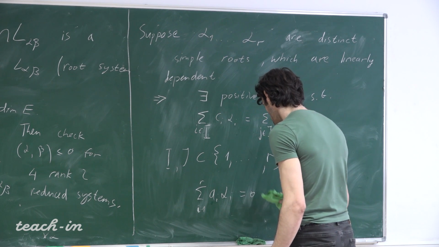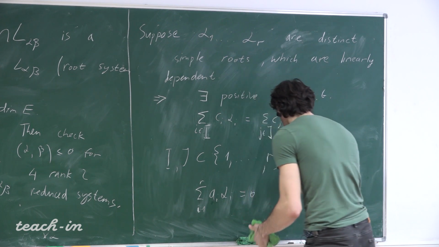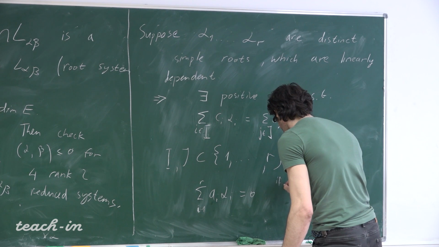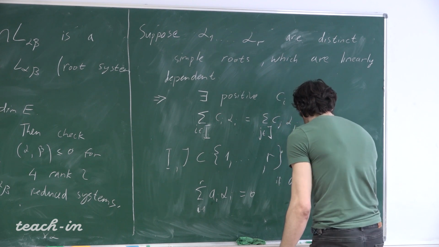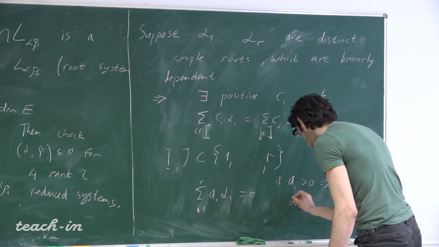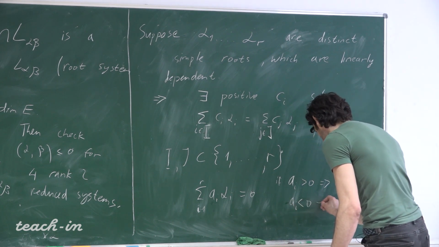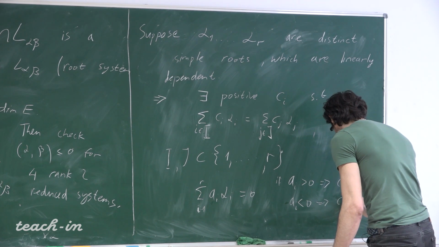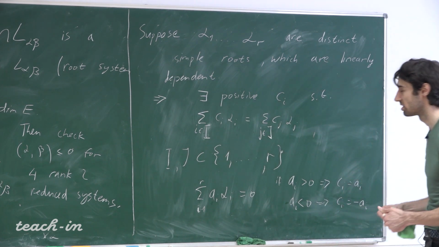So if αi is greater than 0, then ci equals αi. If αi is less than 0, then ci is negative αi. So that's how it is related.